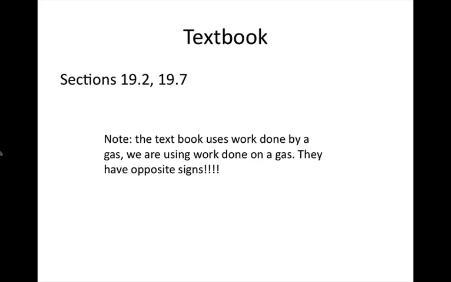Just a warning, your textbook defines the work as the work done by a gas, whereas we are using the convention of the work done on the gas. So the convention we're going to be using in lectures has the opposite sign to that presented in your textbook. The work presented on the formula sheet is the same as that presented in lectures.